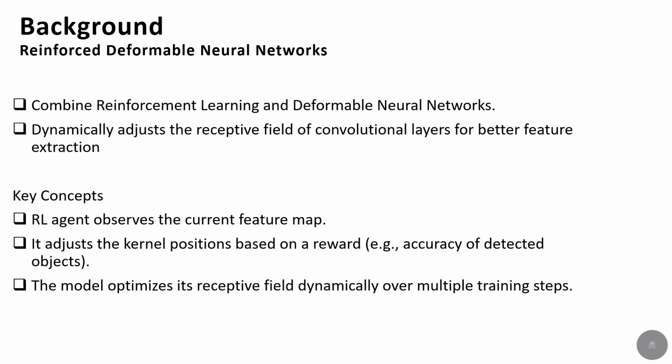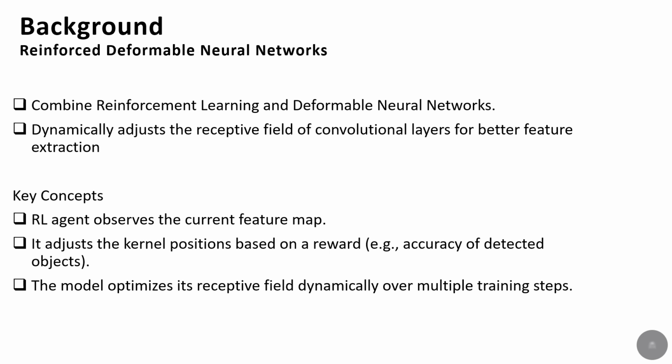So here we are going to introduce reinforced deformable neural networks, which basically combines reinforcement learning and deformed neural networks. It dynamically adjusts the receptive field of the convolutional layers for better feature extraction. This is just a continuation of the idea in the previous slide. The key concepts here: reinforcement learning agents observe the current feature map. Okay, we looked at an illustration earlier.